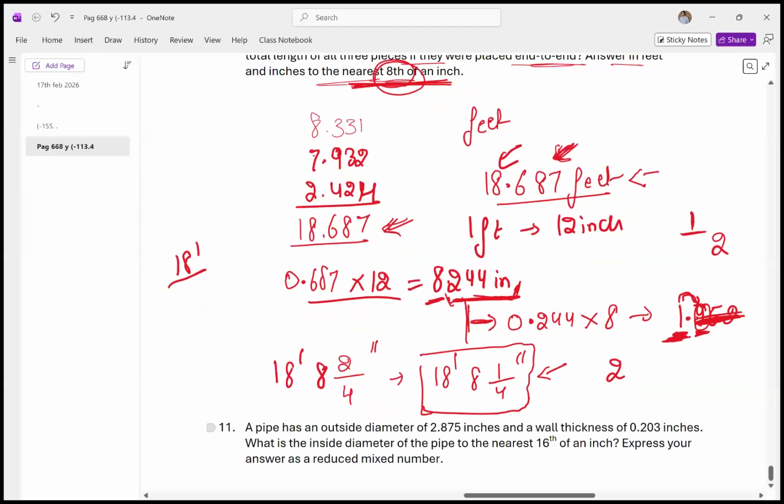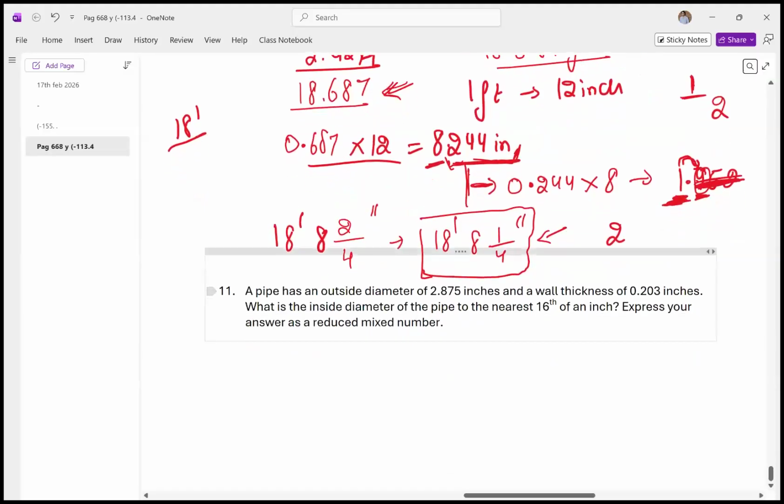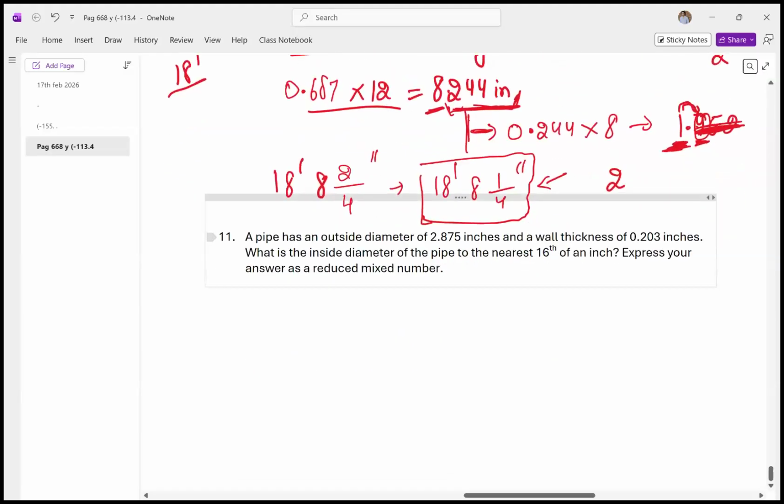All right. So that was this one. Now let's move to question number 11 also. In question number 11, what we said is that a pipe has an outer diameter of this much and a given thickness, and what is the inside diameter? What is the inside diameter of the pipe to the nearest 16th of an inch? Express your answer as a reduced mixed number.